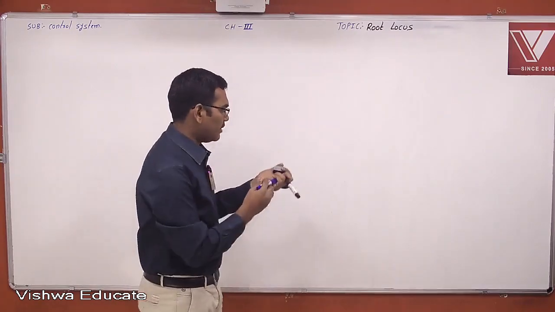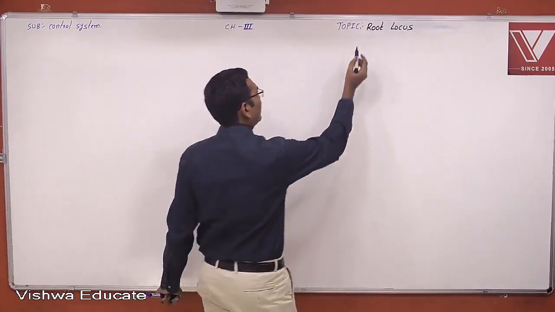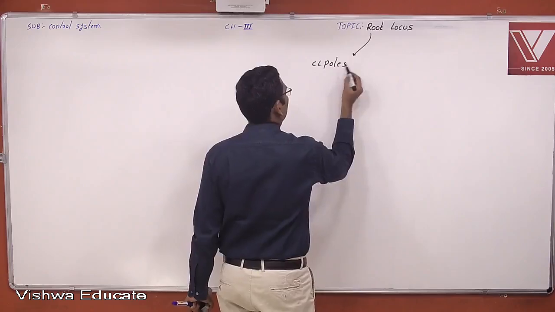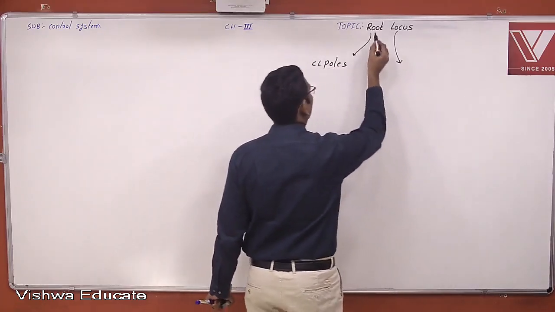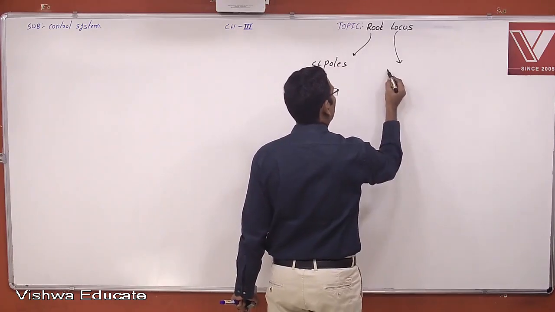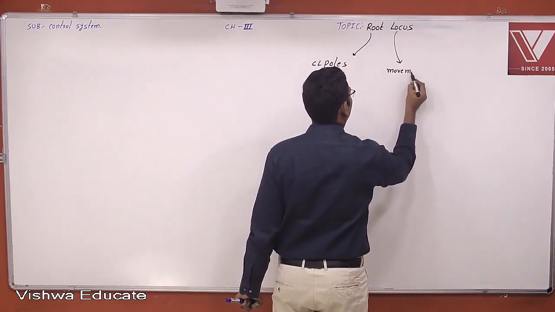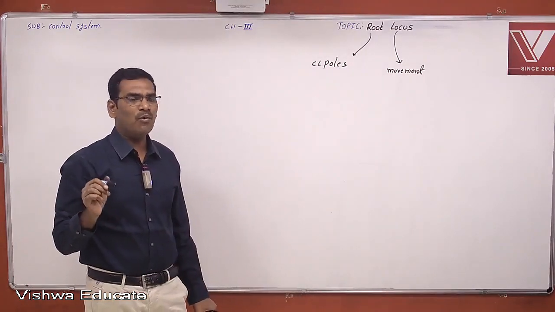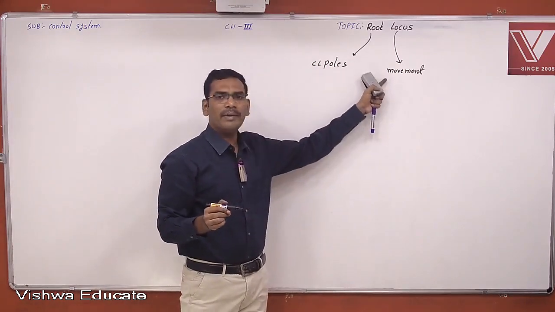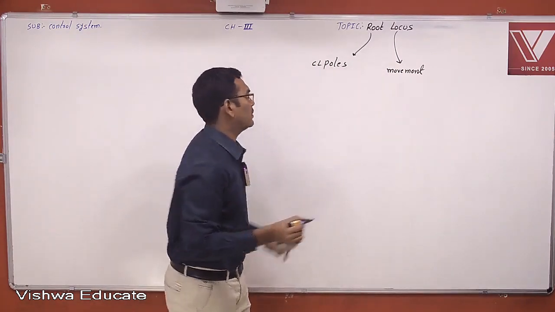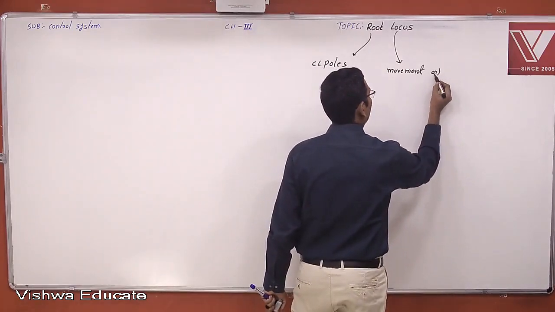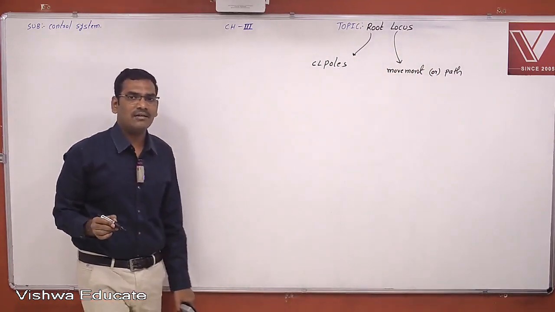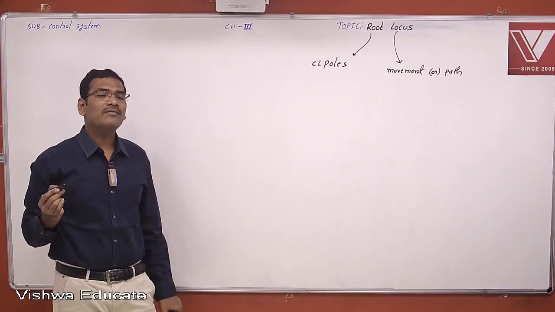So the roots here are nothing but closed loop poles. The locus is nothing but movement. The closed loop poles movement, or the closed loop poles path, is nothing but the root locus. Understand or not? The root locus is nothing but movement of the closed loop poles.